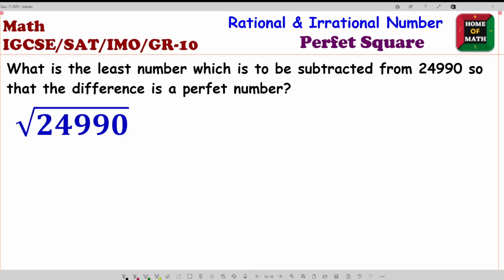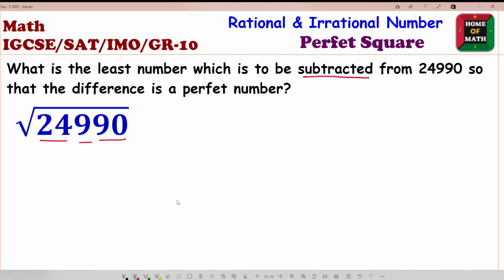This video is based on perfect squares. Here is a number, 24,990. We don't know whether it is a perfect square or not. If not, how much do we have to subtract from it?